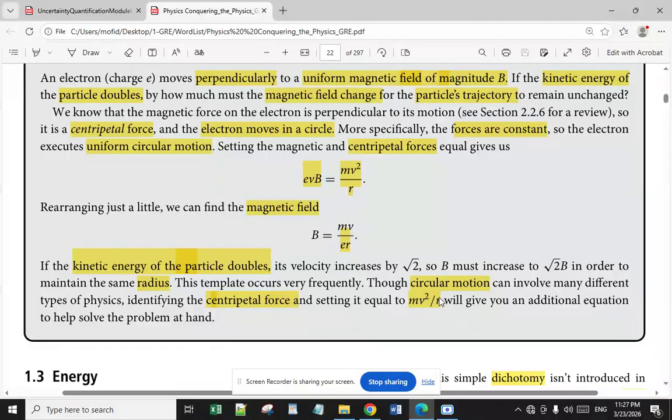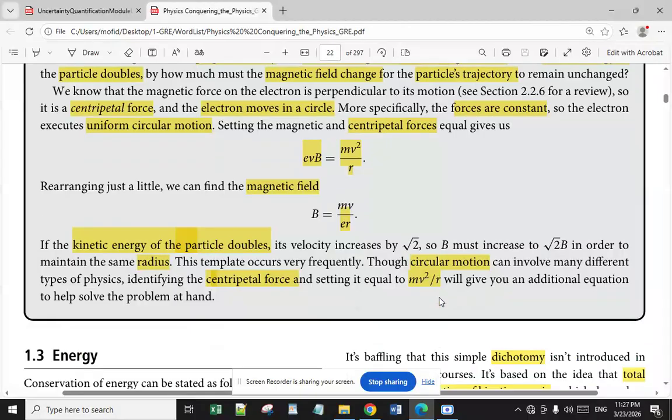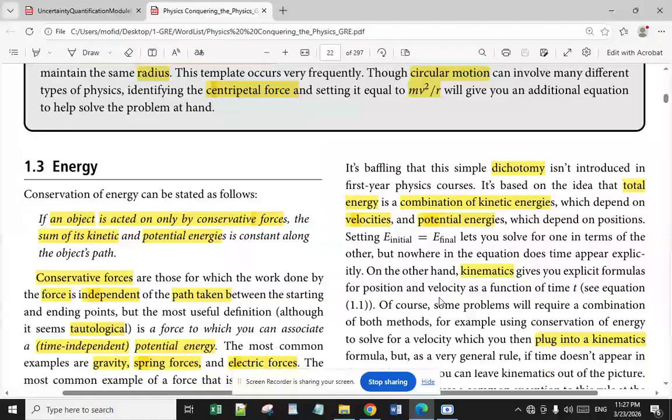This template occurs very frequently in circular motion and can involve many different types of physics. Identifying the centripetal force and setting it equal to mv^2/r will give you an additional equation to help solve the problem at hand.